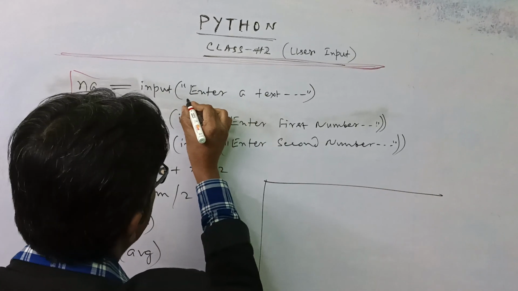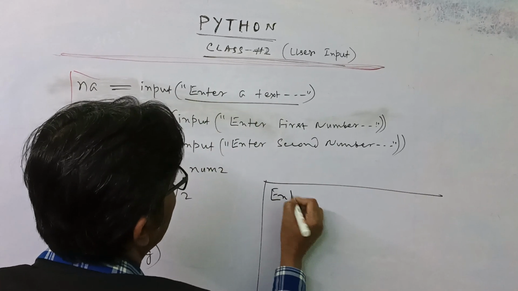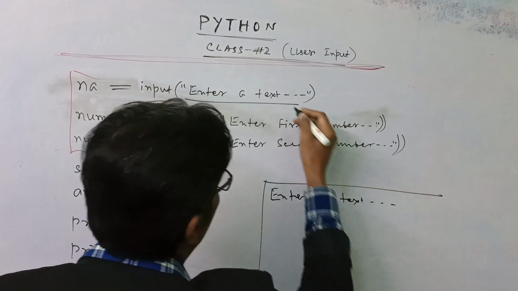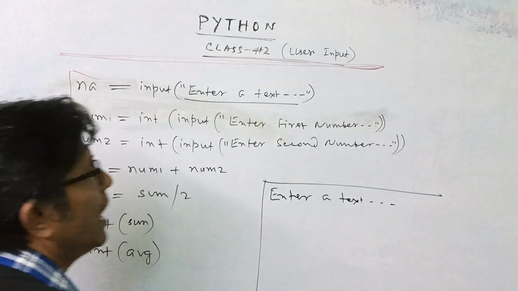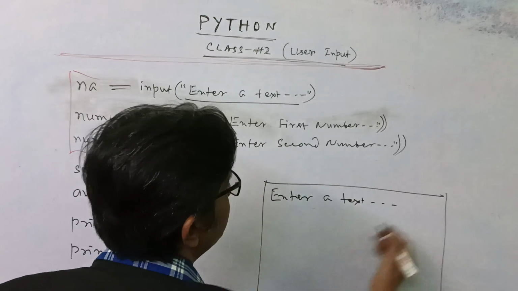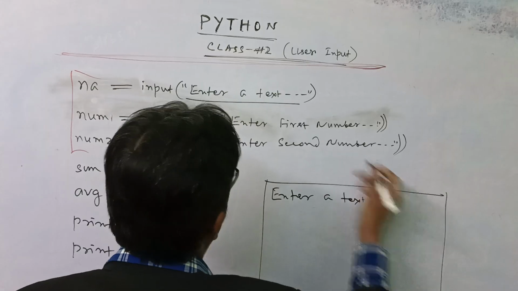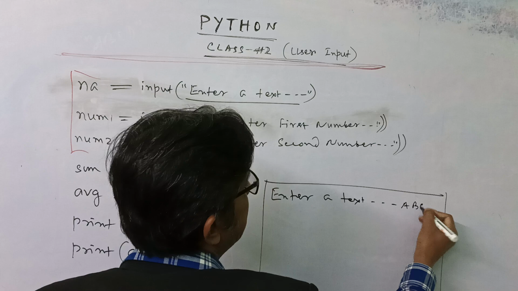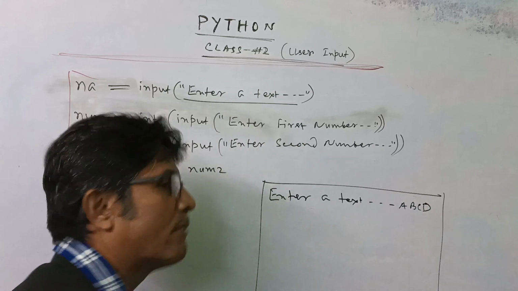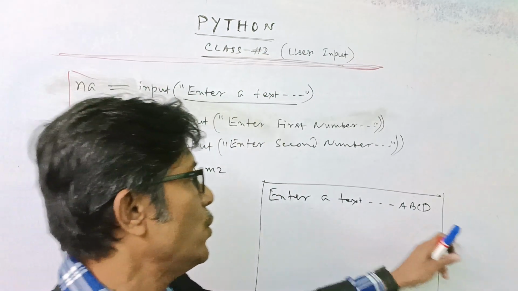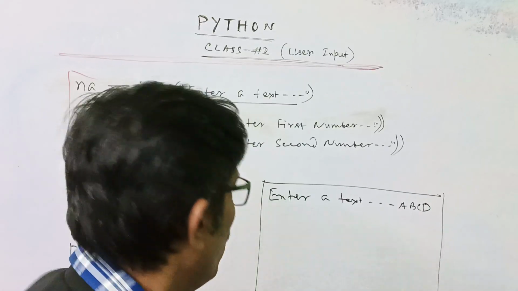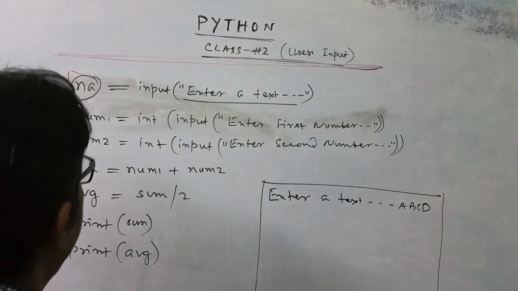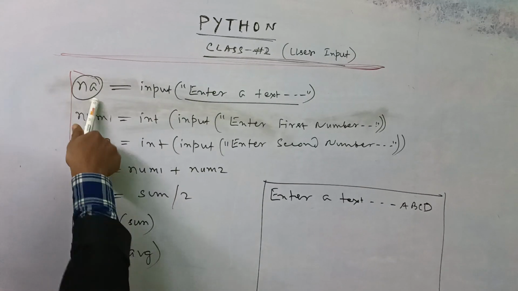We will get this statement, "Enter a text...". How many dots I have given? That many dots will come. Now you write your name, or suppose any text you are writing, not a name, like A, B, C, D. This word or the text we are placing into the variable NA. Where are we placing that? In NA. If you print this NA, it will be printed.